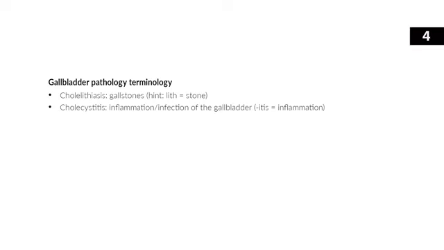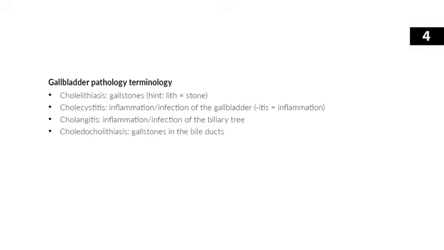And classically, this is inflammation of the gallbladder due to infection, just like sinusitis, bronchitis, and meningitis are typically caused by infections. We've already mentioned cholangitis, which is inflammation or infection of the biliary tree, and choledocholithiasis is gallstones that are stuck in the bile ducts. So make sure that you understand these terms. Let's talk about gallstones. In the U.S., more than 10% of people over the age of 50 have gallstones, and most of these people are completely asymptomatic.